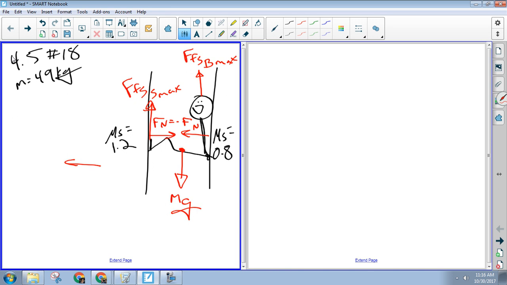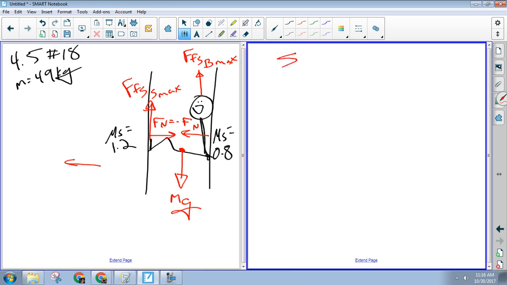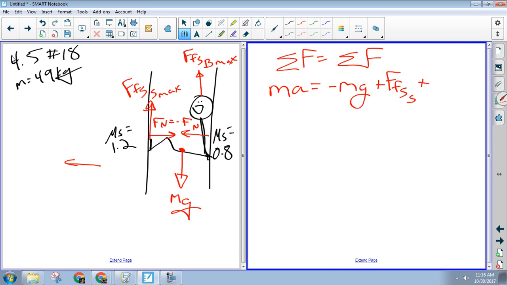So let's do this. We know she's just on the verge of slipping, so we can go back to our net force thing. Mass times acceleration equals the sum of all of our forces, which for us, we don't need to worry about the two normal forces because they cancel. So then we've got gravity plus the force of static friction from her shoes plus the force of static friction from her back. And the goal is we want the acceleration to be 0.